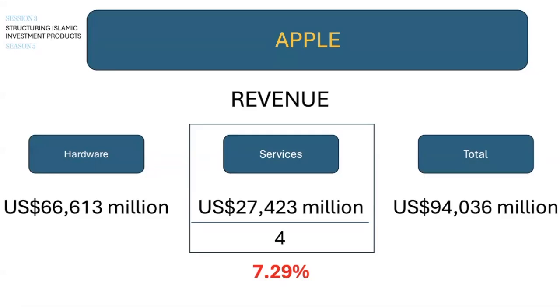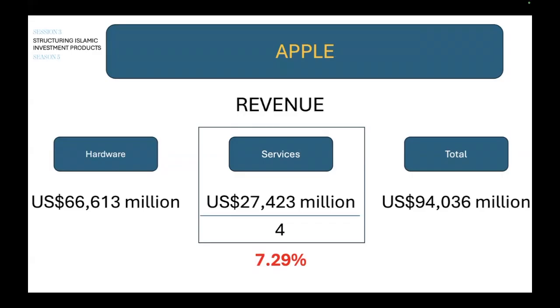So one view is that we would divide the revenue coming from services by 4 and then come up with a figure of impermissible revenue as a percentage of the total revenue. When we do so, the figure we receive is 7.29%, which is still higher than the 5% threshold. So this is why I said this is up to you, whether you think that this is a Sharia repugnant stock or a Sharia compliant stock.